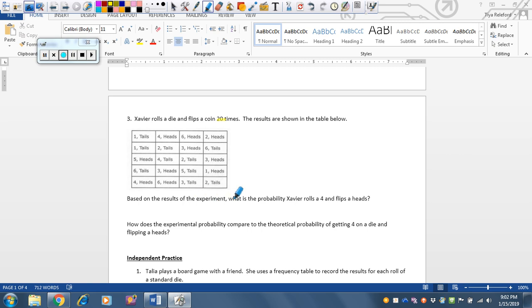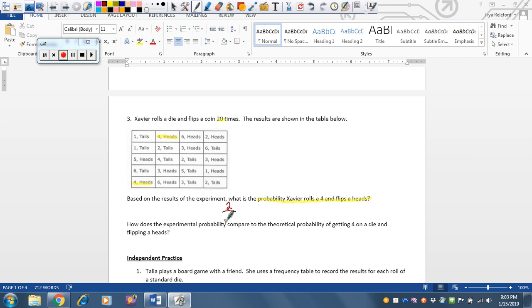Based on the results of the experiment, what is the probability Xavier rolls a 4 and flips a heads? So we have to look at our results, what actually happened, and find every time he rolled a 4 and a heads. So here's one. Here's another one. So how many times did that actually happen? 4 and heads.